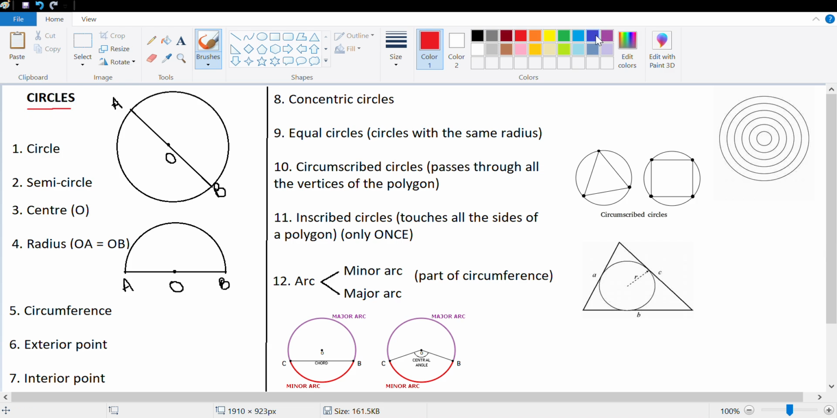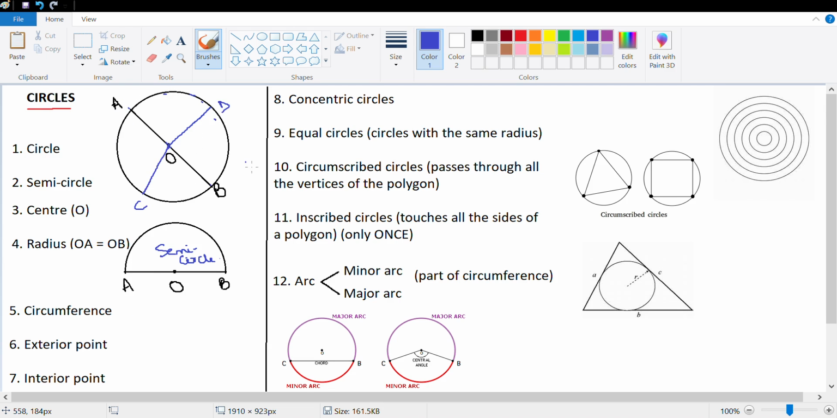So a circle is a closed figure. It has a center. All points on the circumference of the circle are equidistant from the center. So in this case, this is a circle. AB is the diameter. A semicircle is this shape that is here. This is a semicircle, which means half of a circle. O is the center. Radius is OA or OB or any other line from the center to the circumference. Circumference is the outer boundary of the circle.